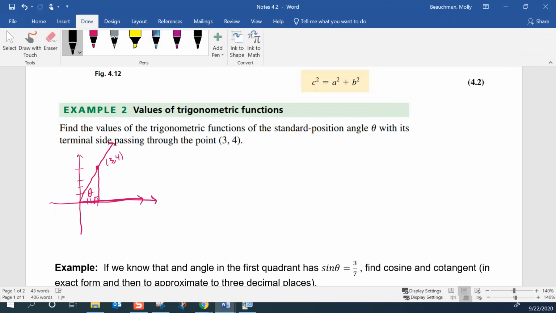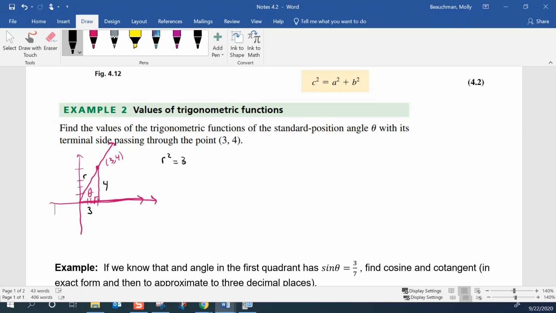So now I'm going to label the triangle. I know that the length on the x-axis of my triangle is the x-coordinate, which is 3. The vertical distance is the y-coordinate, which is 4. And now I want to find the longest side. So I'll label that r. So I'm going to use the Pythagorean theorem.